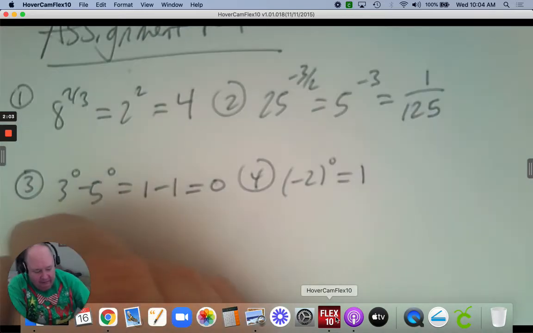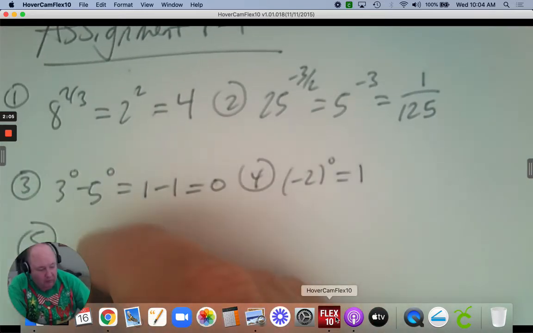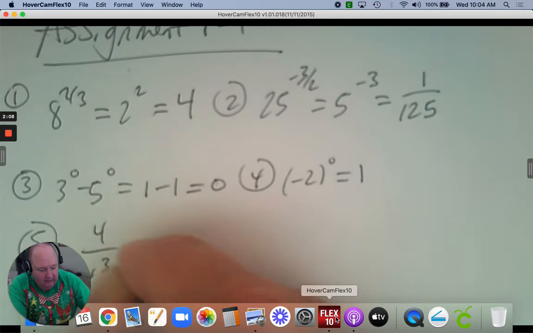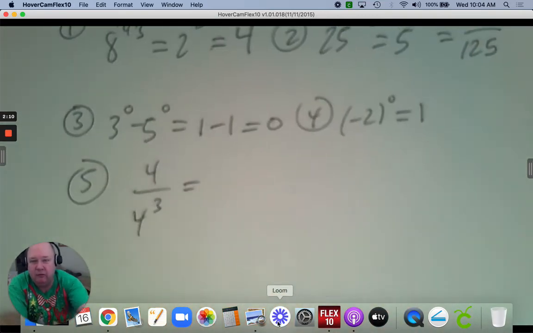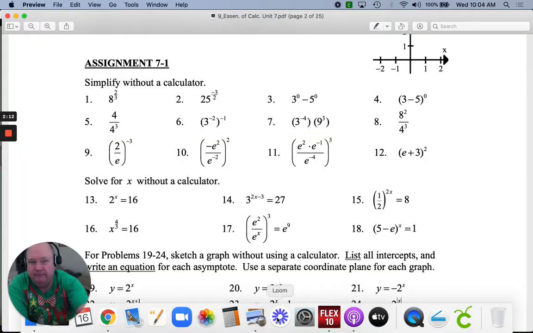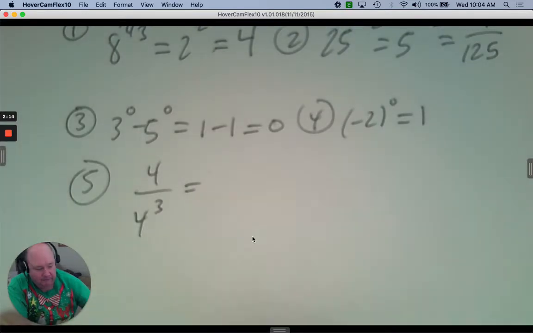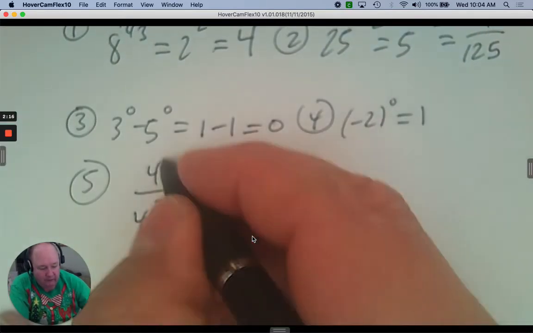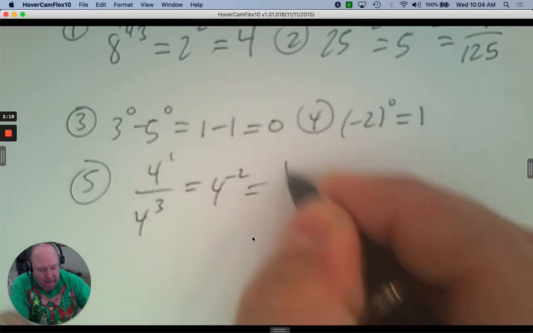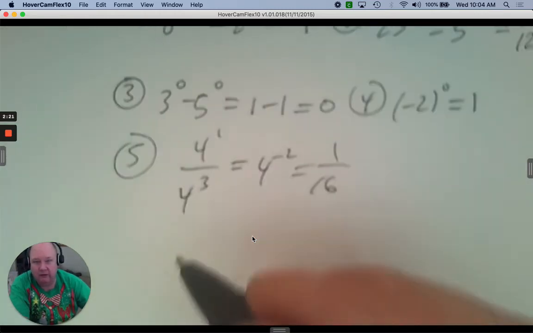Number 5, 4 divided by 4 cubed. If the base is the same and you're dividing, subtract the exponents, or another way to write that is 1 over 16.